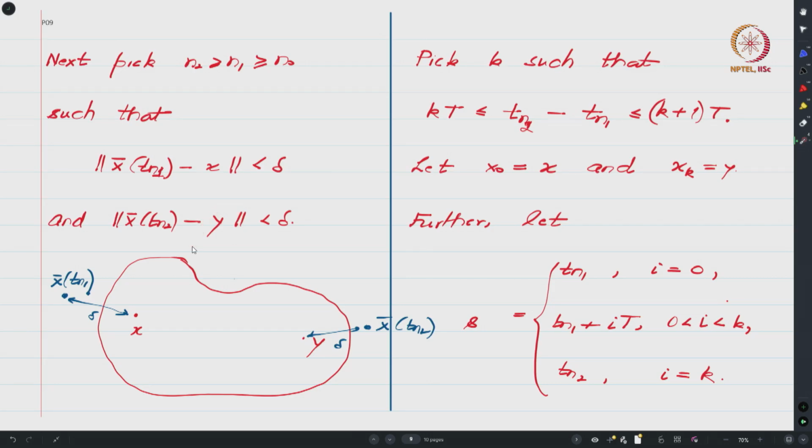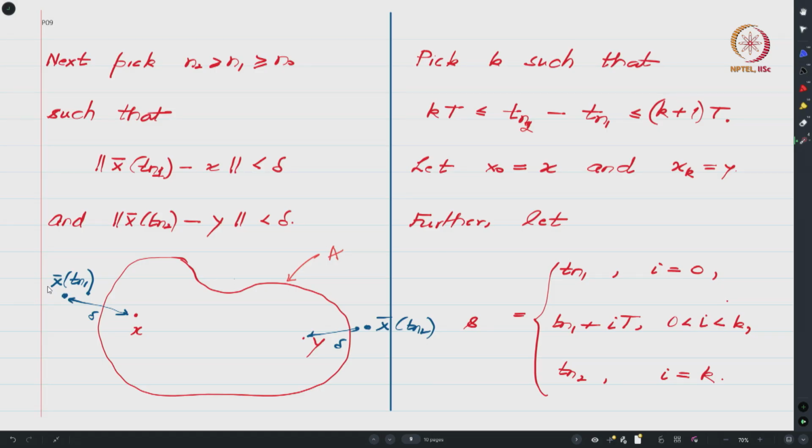So pictorially, if we can presume that this is your set A, and let us say this is your x and y that has been arbitrarily chosen, what we are saying is that your x bar tn1 should be delta away from x and your x bar tn2 again should be delta away from y. So notice that x and y lie in A, but your x bar tn1 and x bar tn2 could lie outside A as well, and to keep it general I have actually drawn them outside A.